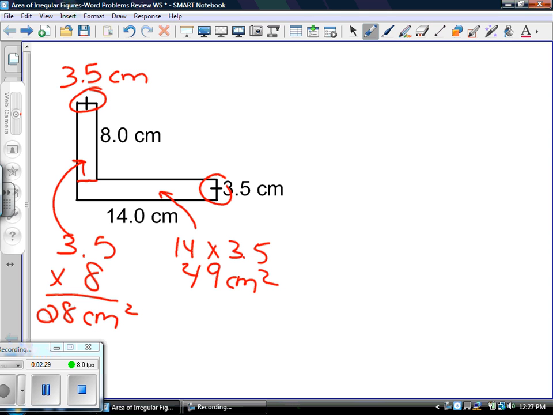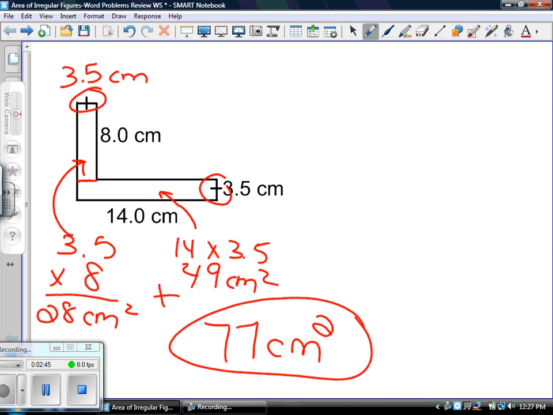Now, we have found those areas splitting this up into two, but we want the area of that one original shape. So what we're going to do is take that 28, take that 49, and add them. When we do that, the total area of the original figure is 77 centimeters squared.